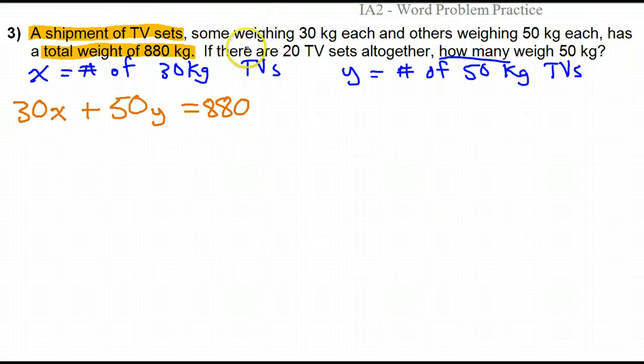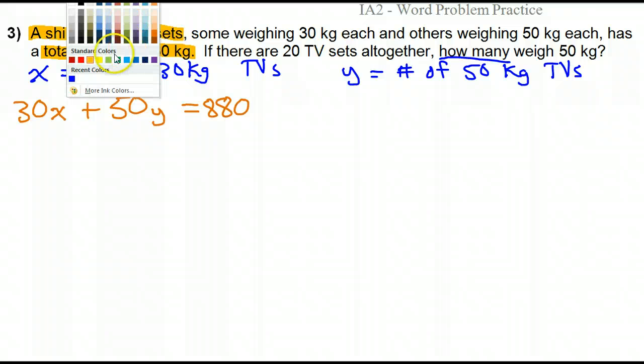Now, can we get another equation? Okay, there are 20 TV sets altogether. All right, well, this will be a nice, easy equation. Let me highlight it for you so you can really see what's up.